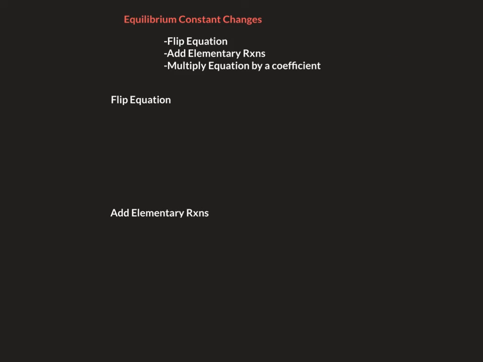Okay, so the first thing, flipping the equation. Let's say I had a sample equation. A plus B goes to C plus D, and they've gone to equilibrium. And this has some K value, we'll call it K sub 1. If I flip it, C plus D goes to A plus B.